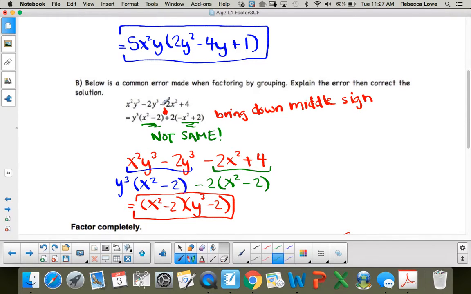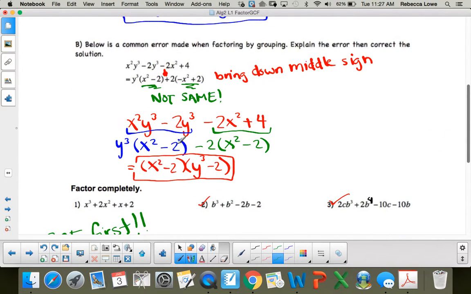So the problem was they didn't bring down the negative. That's the sign they were supposed to factor out, the negative 2. And that would have switched this sign and this sign. So here in red, I've rewritten the problem. I factored out the GCF for the first 2 in blue. I brought down the negative, and I'm factoring out a common factor of negative 2, which switches this sign. Now you notice that x squared minus 2 and x squared minus 2 is a common factor. That comes out, and what's left over is y cubed minus 2. So there in red is the correct factorization.